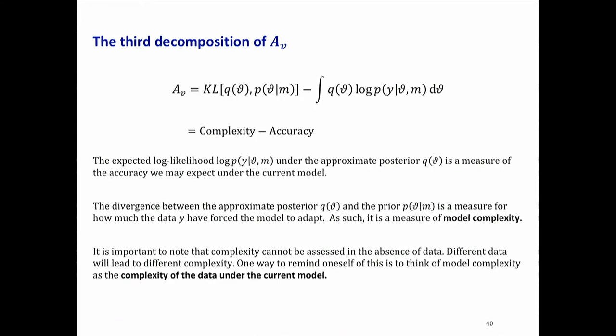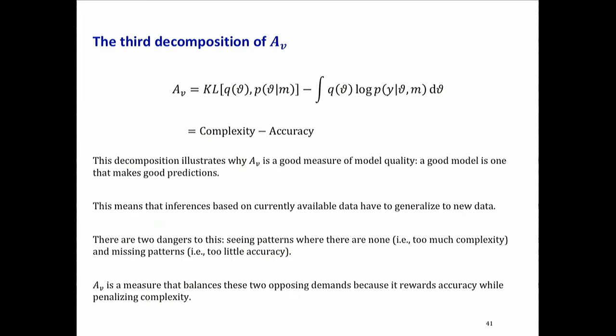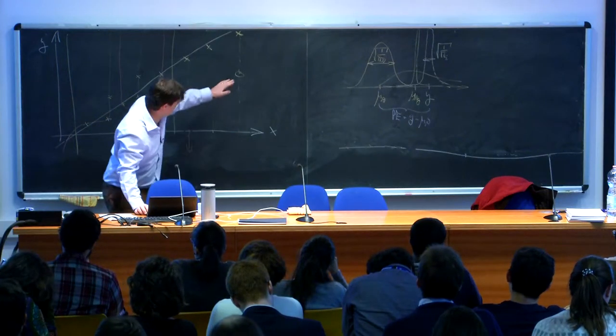And this illustrates how you minimize surprise, because that was our point of departure. The true free energy, AV, is the surprise of the model at the data. And to be least surprised, you need to find the right balance between complexity and accuracy. Because then you're making good predictions. So a good model is one that makes good predictions. And this means that inferences based on currently available data have to generalize to new data, as we did in our little exercise here.